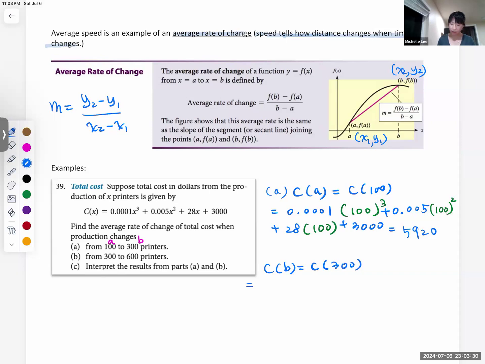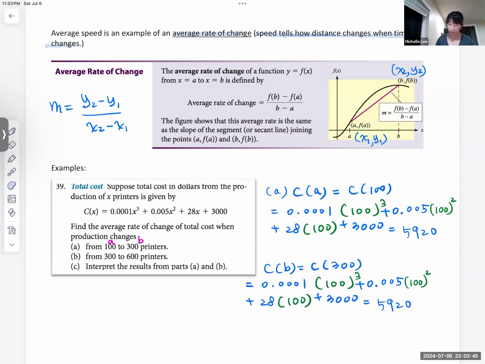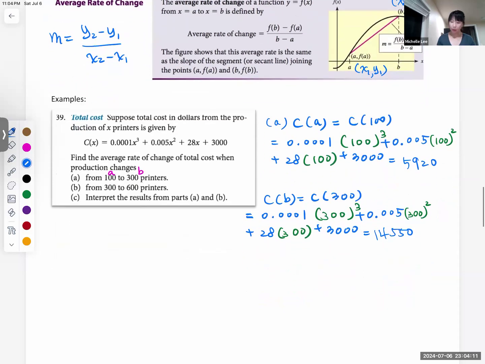So there will be, let me copy this one. And then I want to change to 300. So 300, 300, 300. If we calculate this one, we get 14,550.